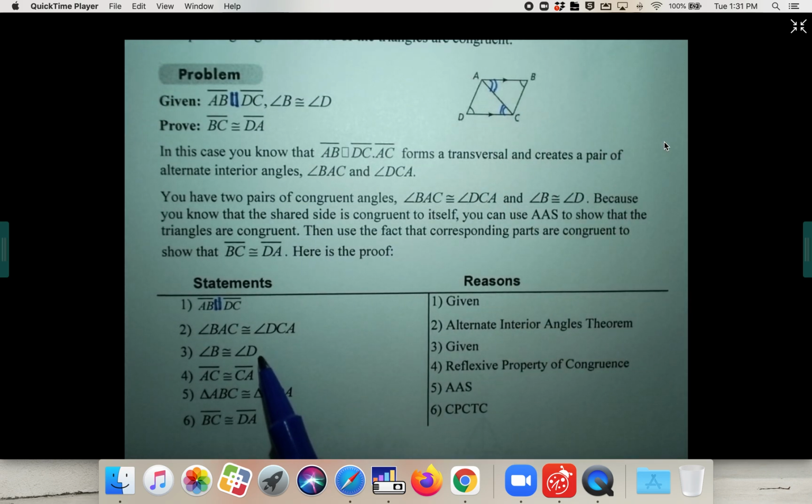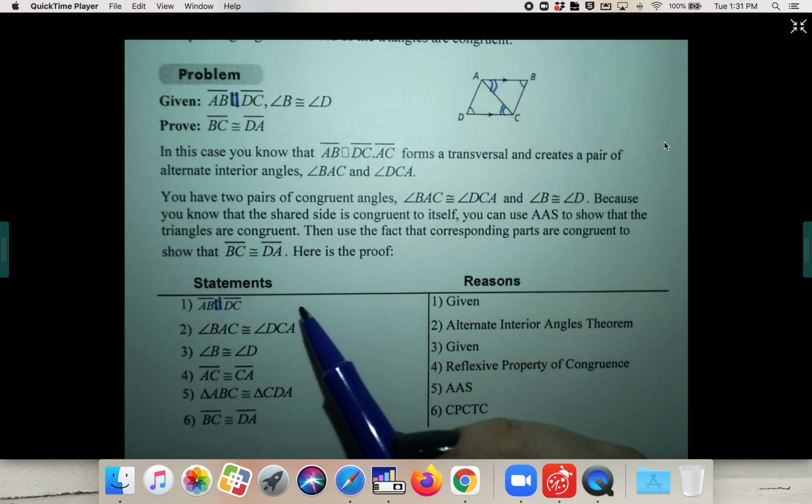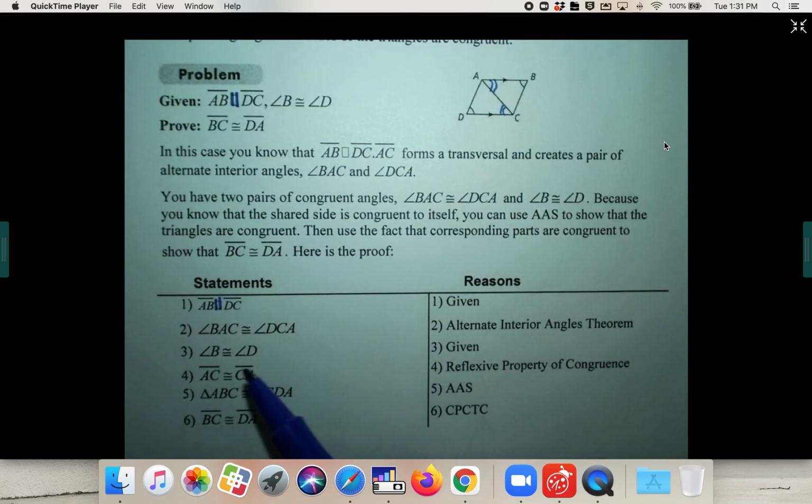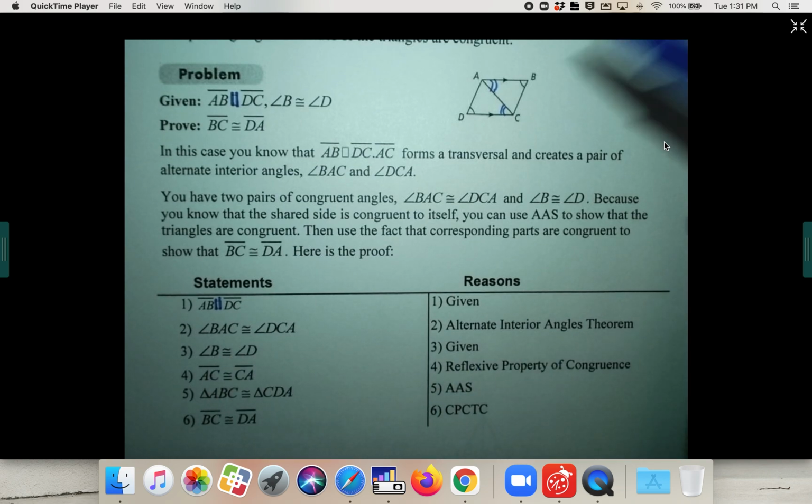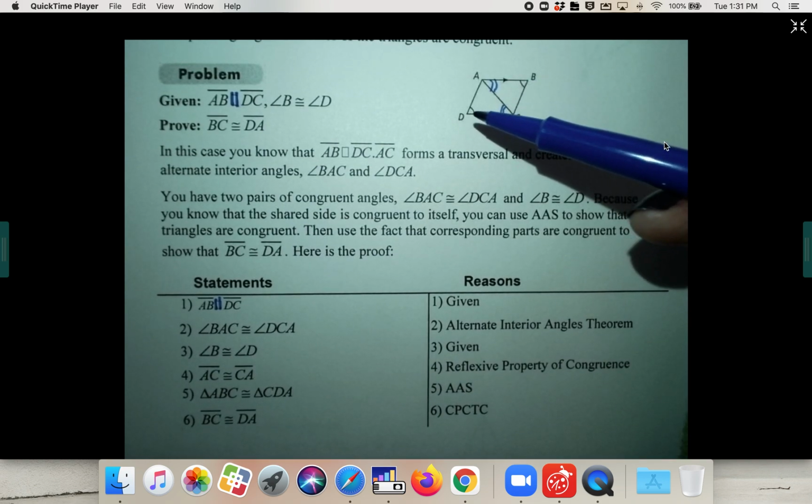Okay, next we have another given. I don't know why they separated out these givens. I usually put all of them in the first statement, but that's okay. It doesn't matter really where it's at. Angle B is congruent to angle D was given. That's why it's already marked up with the two little arcs here and here.